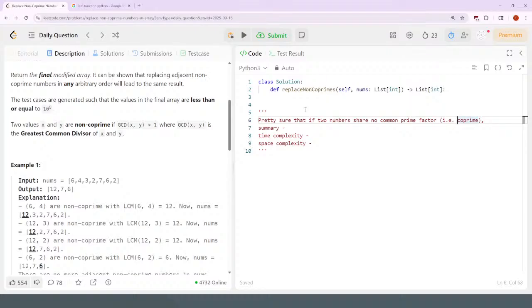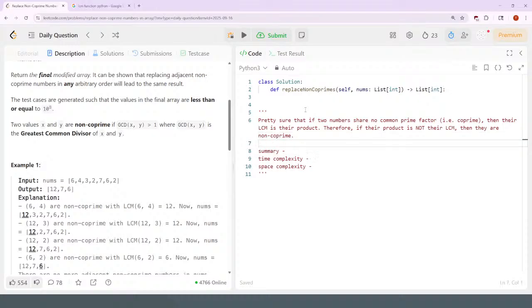Share no common prime factors, which means that their least common multiple is their product. Therefore, if their product is not their least common multiple, then they are non-coprime. So basically, yeah.